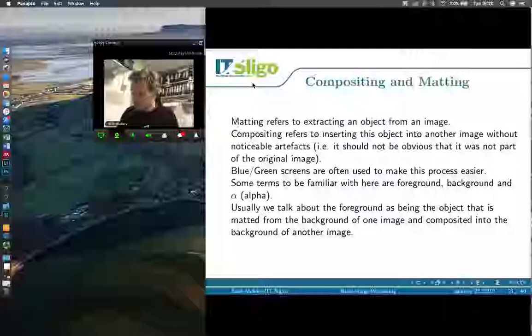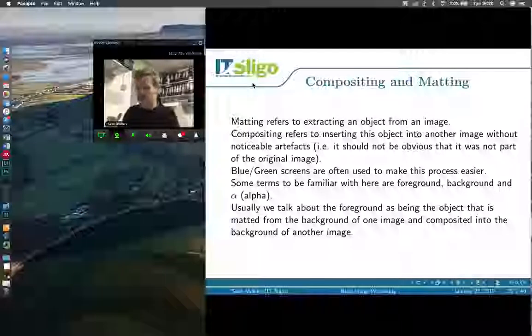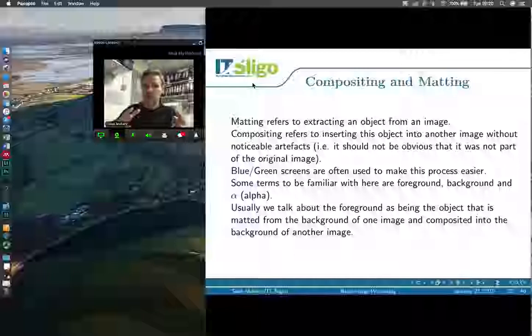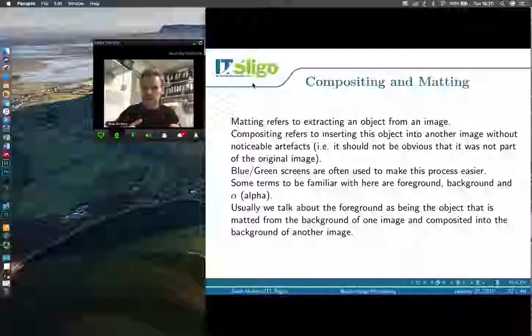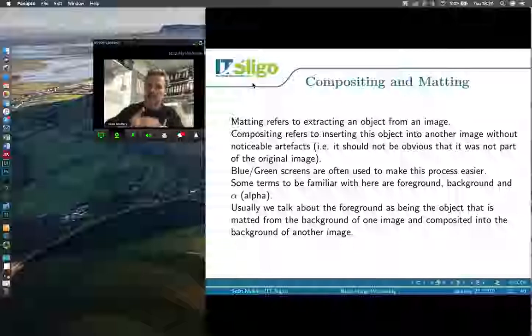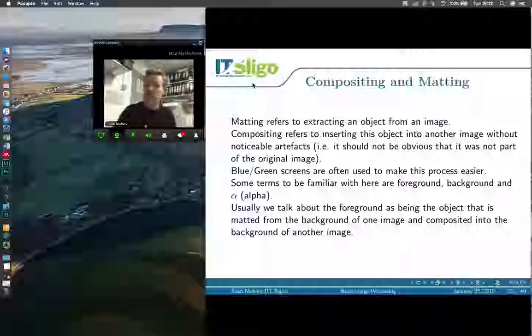Okay. Now, I mentioned earlier compositing and matting. So matting refers to extracting an object from an image. So let's say, for example, we have an image and we want to try and remove a person from it, or we want to try and remove a vehicle from it or something like that. So we want to separate it out from the foreground. That idea is called matting.